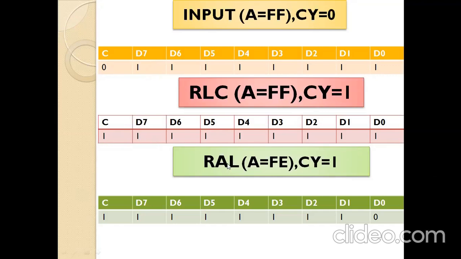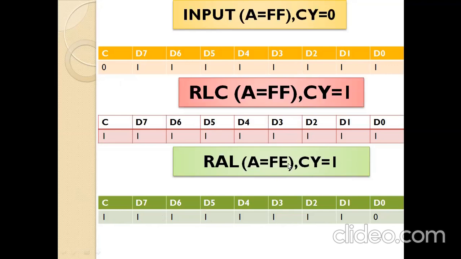Rotate accumulator left through carry means the first bit will go to the second, second to third, third to fourth, like this. D7 will go to carry and the carry will go to D0. So the D7 bit will go to carry and the carry bit is 0 and goes to D0. So now the carry is 1 and the upper 4 bits are 1s. That value, 8421, is F. The next one is 1110, that is E. So it is FE.